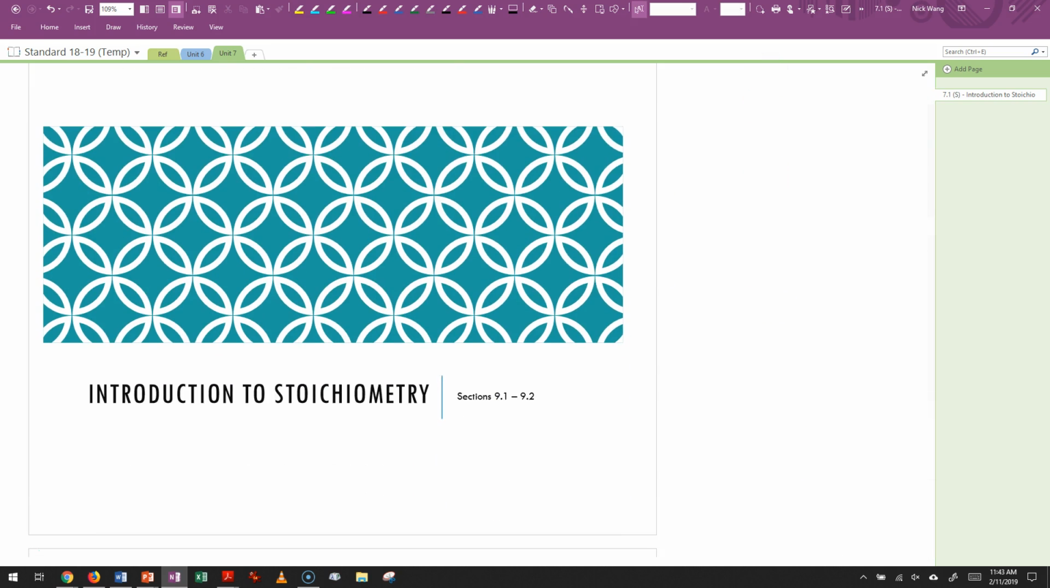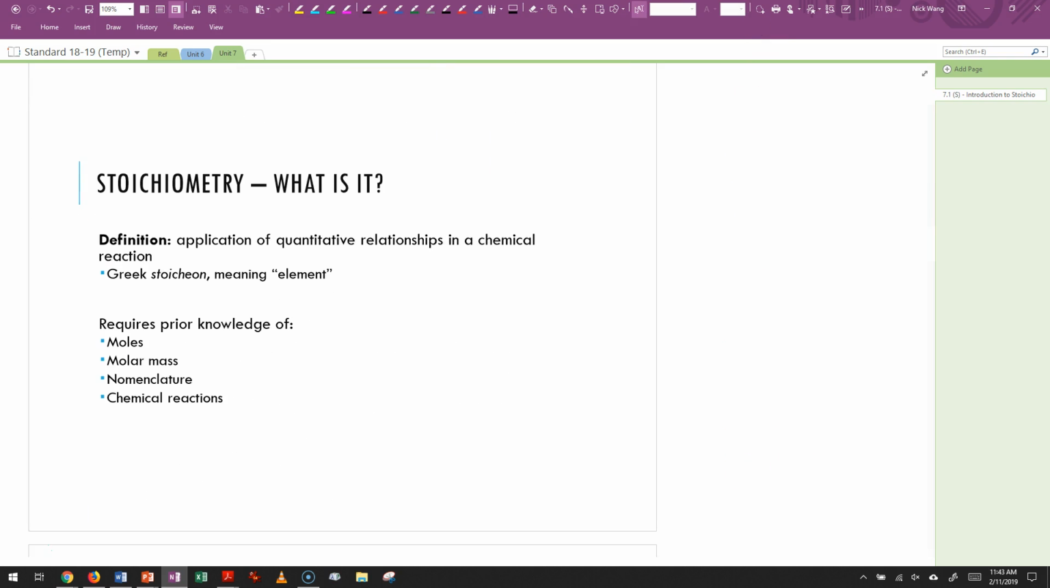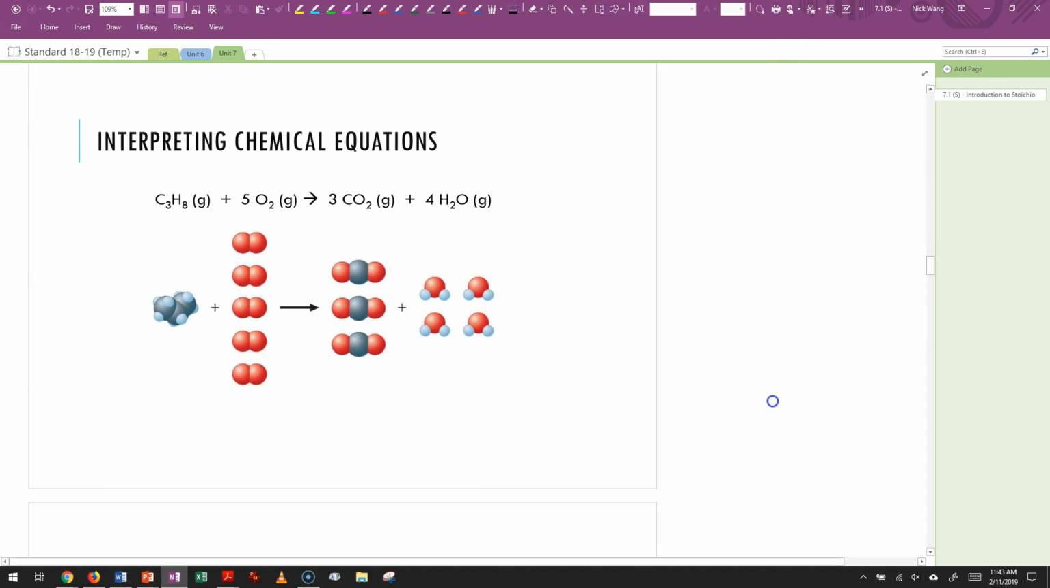All right, so now is where we get to actually see stoichiometry in action. Don't forget to give yourselves a couple of seconds here to practice the word stoichiometry. We use it quite a bit, and I want you to feel comfortable saying it. So what exactly is it? It is the application of quantitative relationships in a chemical reaction, from the Greek word stoichion, which means element, and it requires information from previous topics like moles, molar mass, nomenclature, and chemical reactions, all of which we have worked with recently. So let's make sure we can interpret chemical equations.